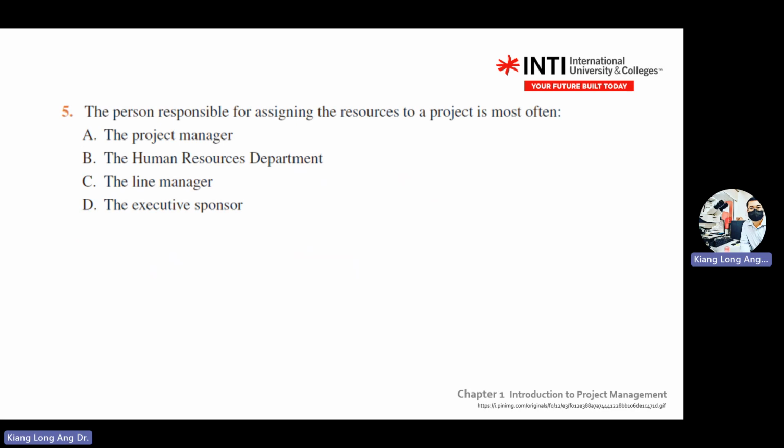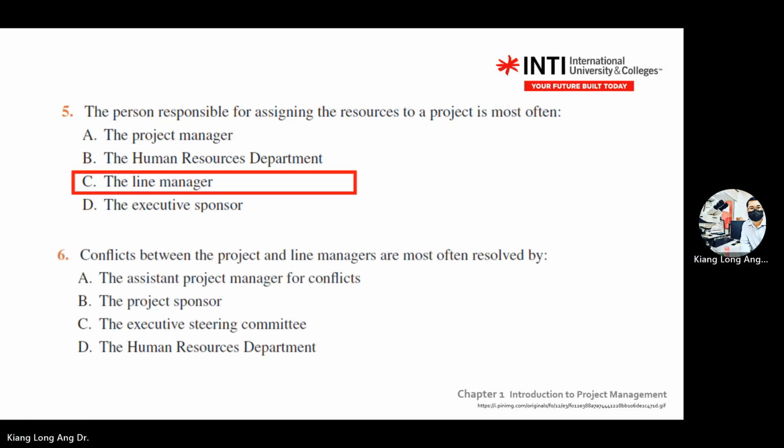Number 5, the person responsible for assigning the resources to the project is mostly which one? Manager, line manager, HR, of course out already. Sponsor, of course out already. So which one? Manager or line manager? Line manager. They have the final say, means functional manager. They have the final say of the resources. The project manager can extract information, but he doesn't interrupt the authority of the line manager.